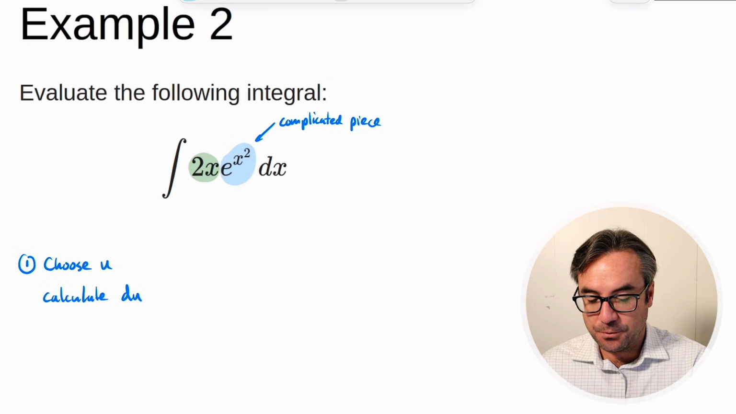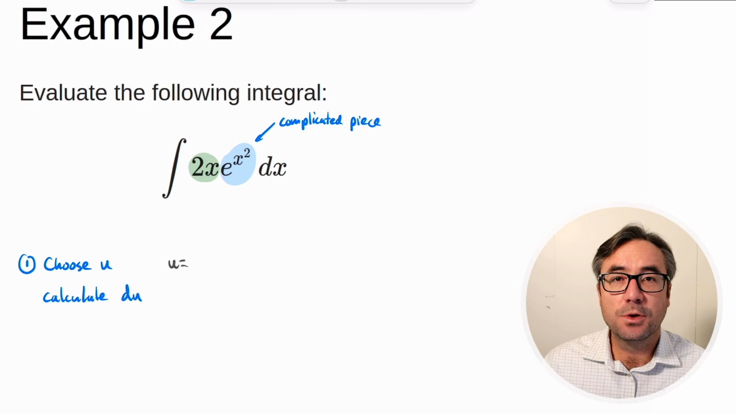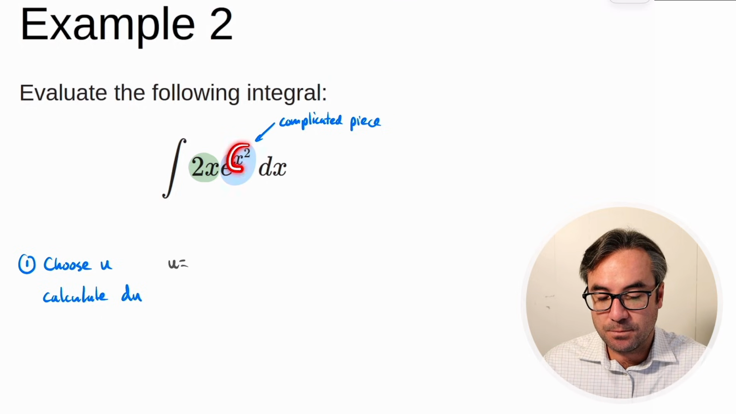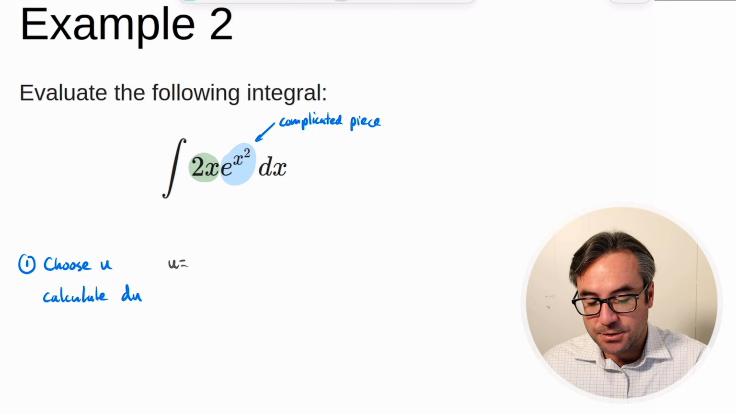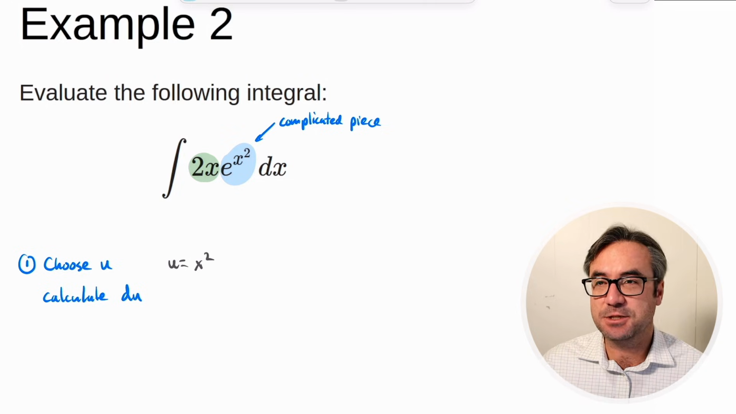So our choice for u, we see that exponential term. We're going to let u equal, and there's not just x. It's not just a plain x up there. There's more stuff going on. So we're going to let u equal the stuff that's in that exponent.